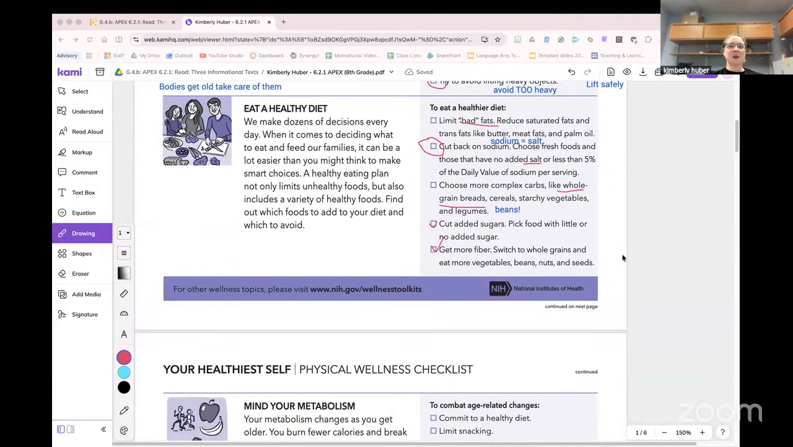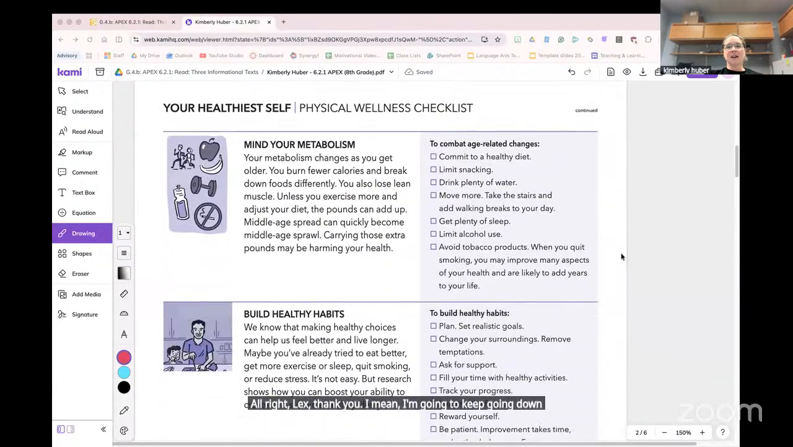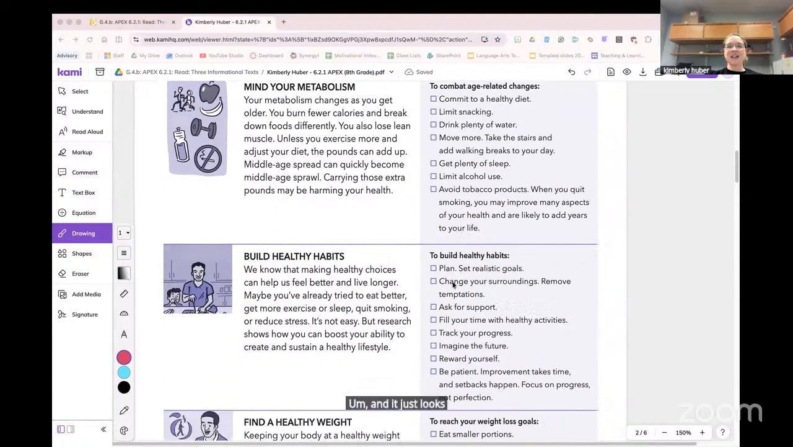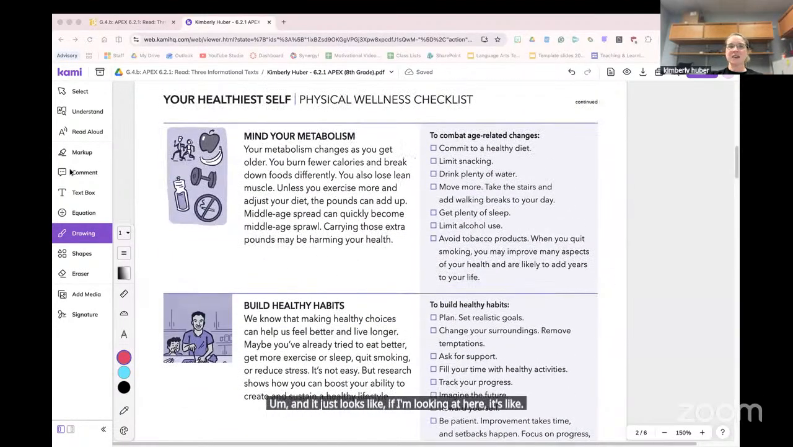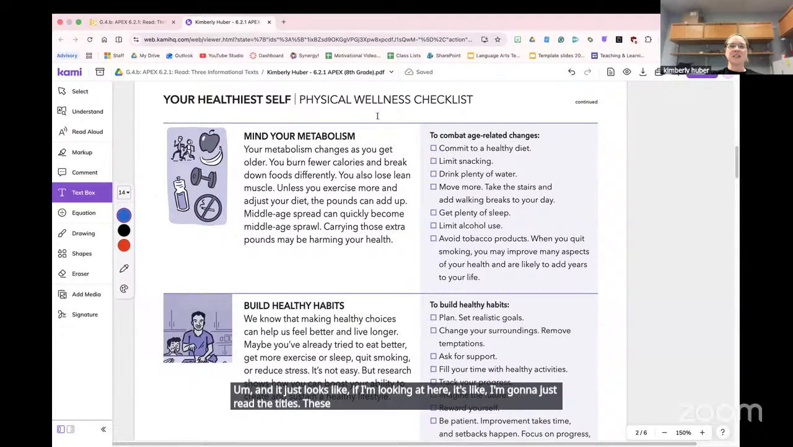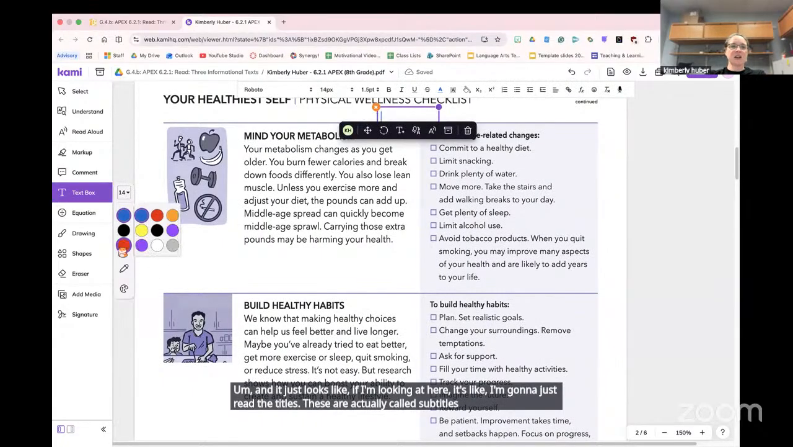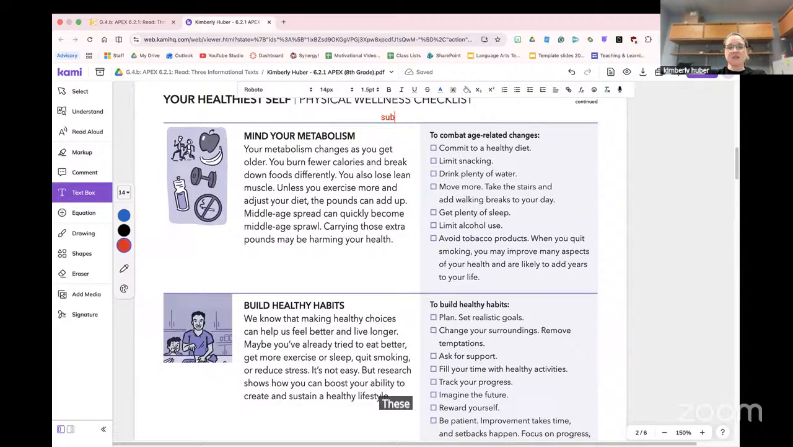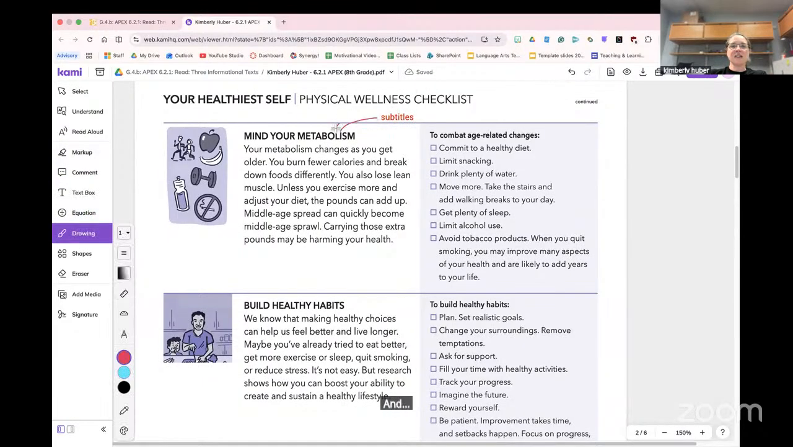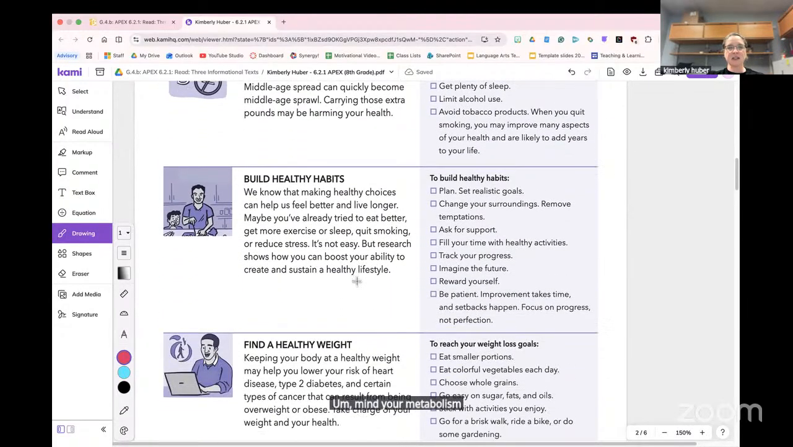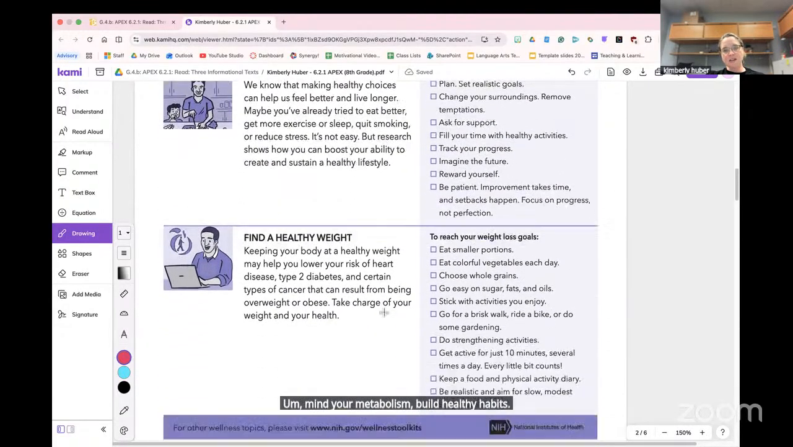All right, I'm going to keep going down here. And if I'm looking here, I'm just going to read the titles. These are actually called subtitles. I'm going to make that red. These are all subtitles. And I can do like this. This is a subtitle. This is also a subtitle, just a different one. And I notice there's more pictures. Mind your metabolism, build healthy habits, find a healthy weight.